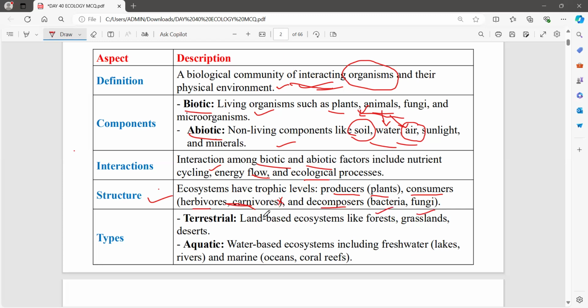Now, what are the types of ecosystem? Terrestrial ecosystem and aquatic ecosystem. Terrestrial means the land ecosystem, and aquatic means the water ecosystem. A terrestrial ecosystem includes forest, grassland, and desert ecosystems. So all land-based ecosystems come under the terrestrial ecosystem, and the aquatic ecosystem is the water-based ecosystem that includes freshwater and marine water. Freshwater means lakes and rivers. Marine water means the ocean and coral reefs. So these are the types of ecosystem.